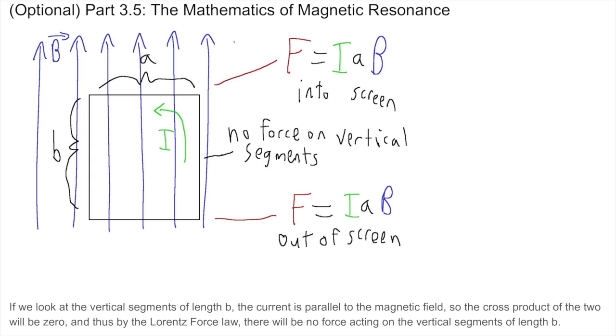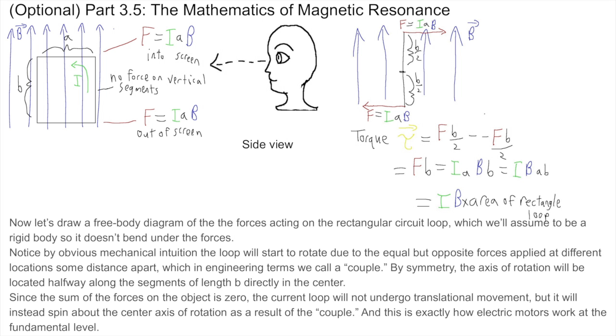If we look at the vertical segments of length B, the current is parallel to the magnetic field, so the cross product of the two will be 0, and thus by the Lorentz force law, there will be no force acting on the vertical segments of length B. Now let's draw a free body diagram of the forces acting on the rectangular circuit loop, which we'll assume to be a rigid body so it doesn't bend under their forces.